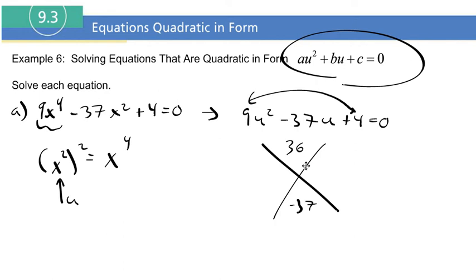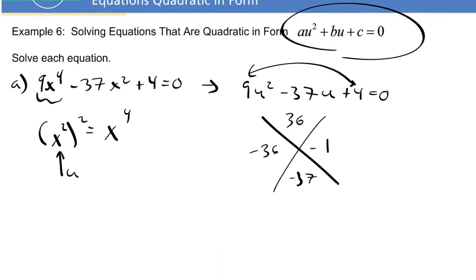So we need two numbers that multiply to give us 36 and add to get 37. Well, that's just going to be 36 and 1, right? But we want negative 37, so make those both negative. Negative 36 times negative 1 is positive 36, and negative 36 plus negative 1 is going to give us negative 37.